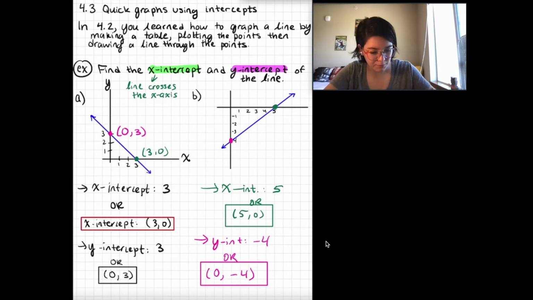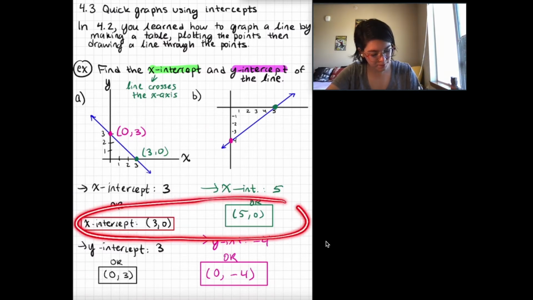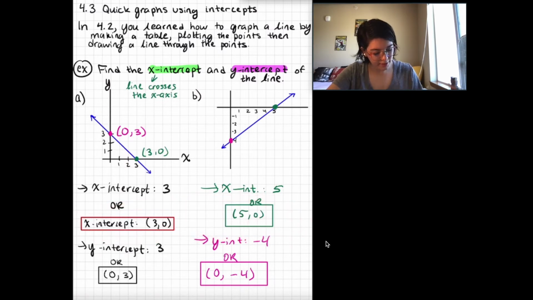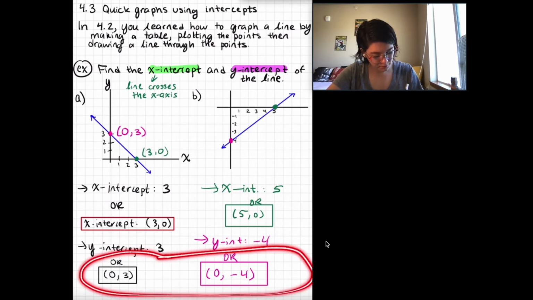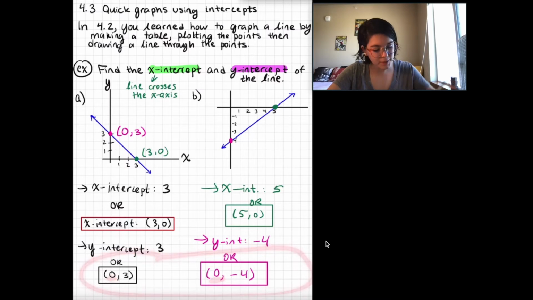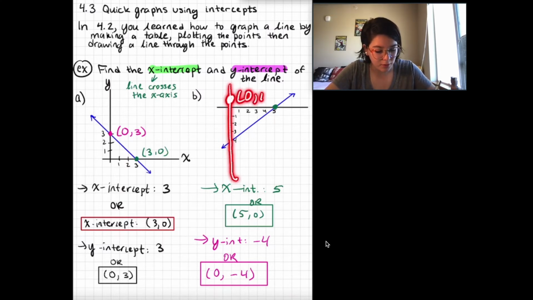Now I want you to notice something in these points. Notice how both our x-intercepts, the y-coordinate is 0. And with our y-intercepts, the x-coordinates are 0. That's because if we look anywhere on our y-intercept, our x-coordinate is going to be 0 because we don't go left or right any. So for instance, this would be the point 0, 1. This would be the point 0, -4. See how our x-coordinates are always 0.